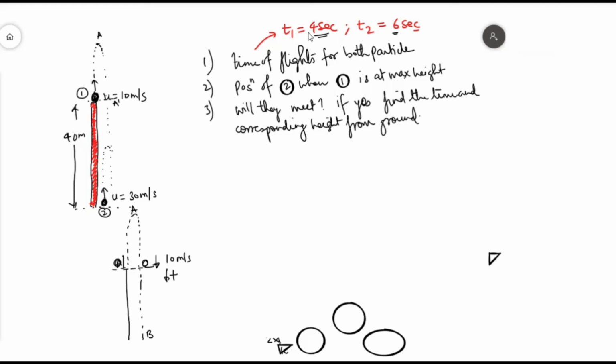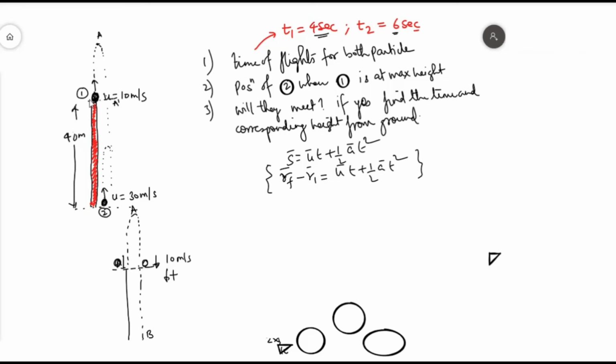So if you have seen the first video, we have this vector formulation, s is equal to ut plus half a t square, where s is nothing but the displacement. In that case you might notice that this is basically rf minus ri is equal to ut plus half a t square. Now in this case, r stands for the vertical position. Okay, so now first I'll choose a coordinate.